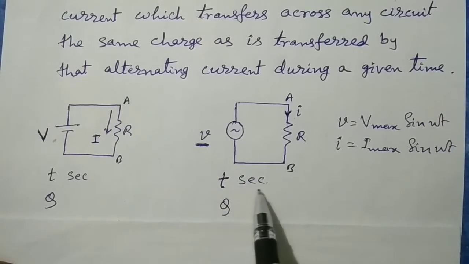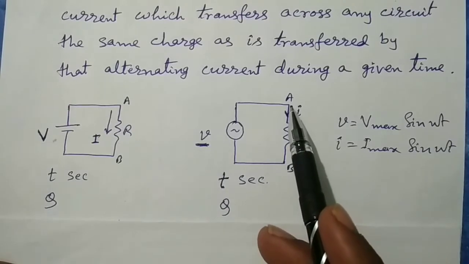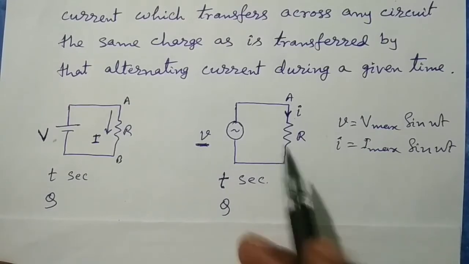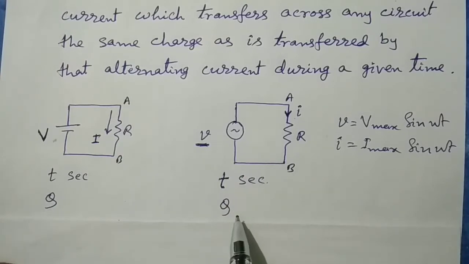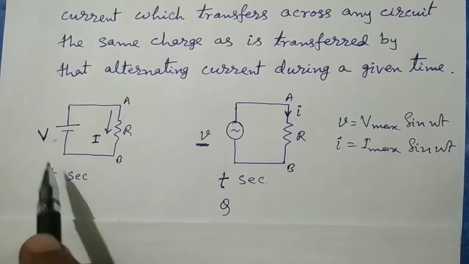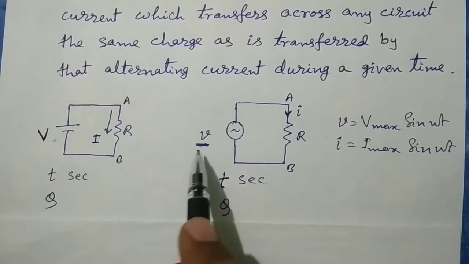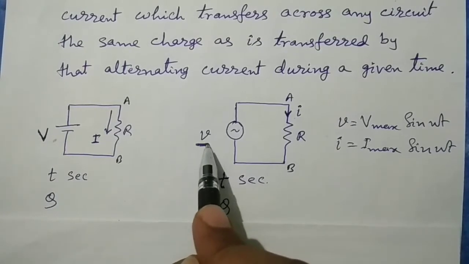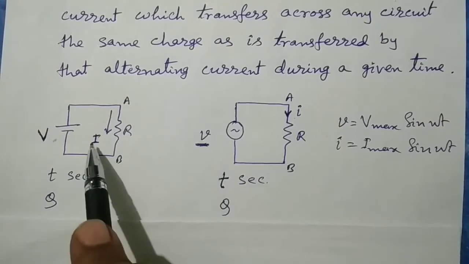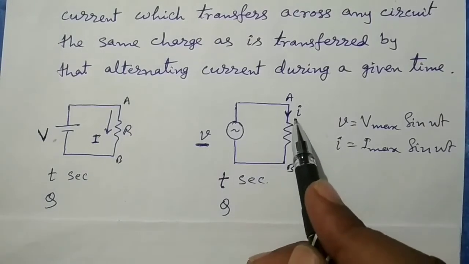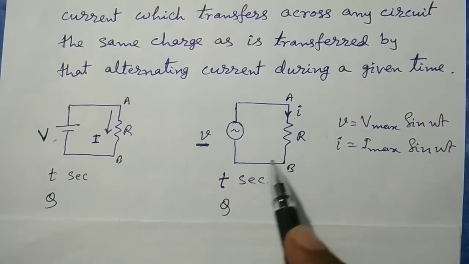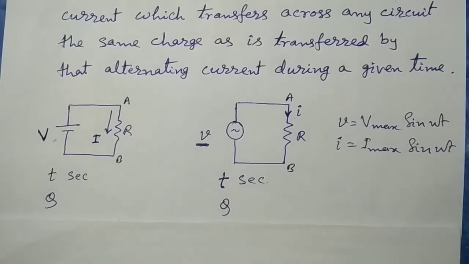And if in t seconds, the amount of charge that will cross the A and B terminals is equal to Q coulomb, the same as in the DC circuit, then the value of the DC voltage source will be considered as the average value of this alternating voltage source, and the value of the DC current will be considered as the average value of this alternating current that is flowing in the AC circuit. So this is the concept of the average value.